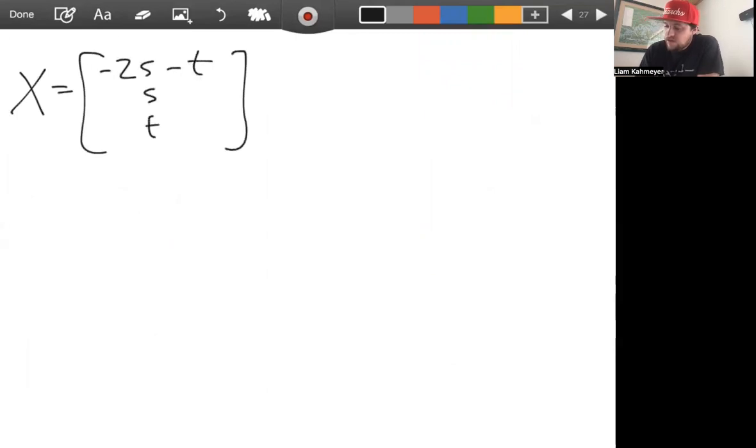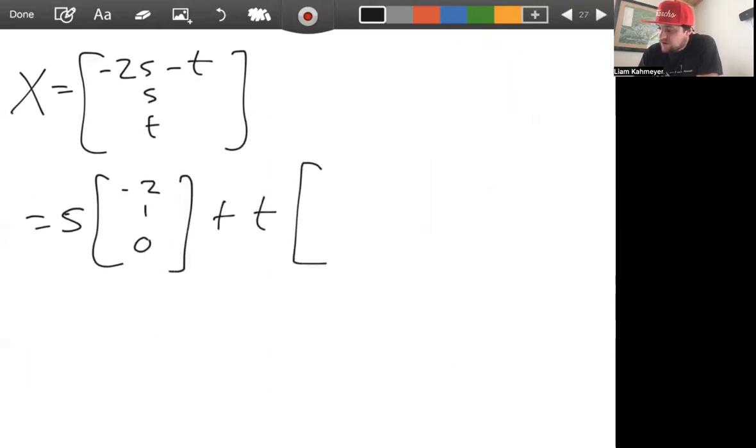We can split this up a little bit. What we just got was -2s minus t, s, t. You may notice this is s times the vector -2, 1, 0 plus t times the vector -1, 0, 1. And so what this means is, since we have an eigenvalue of multiplicity 2, we need to find 2 eigenvectors, right? Well, we've just found them. We just found the basic eigenvectors.